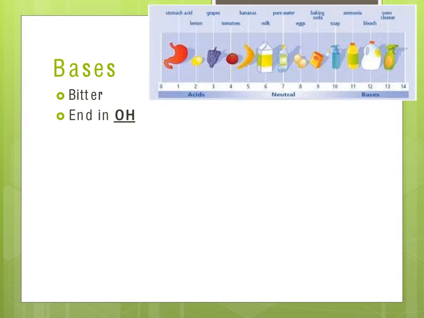They tend to end in OH, but not always. As we just learned from the Bronsted-Lowry model, bases do not have to end in hydroxide. They tend to. Most compounds that do end with an OH are bases, but not all, and not all bases end with OH. So it takes a little bit of practice to figure this out.